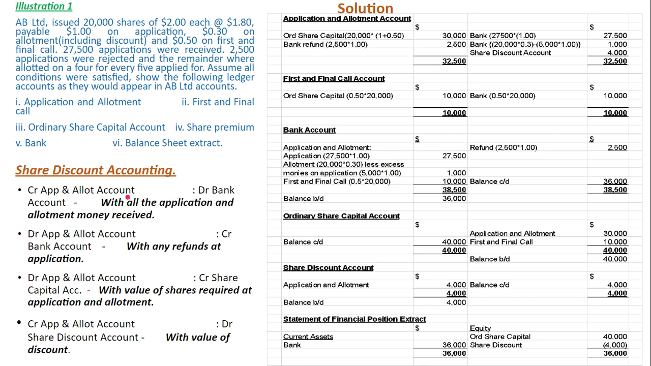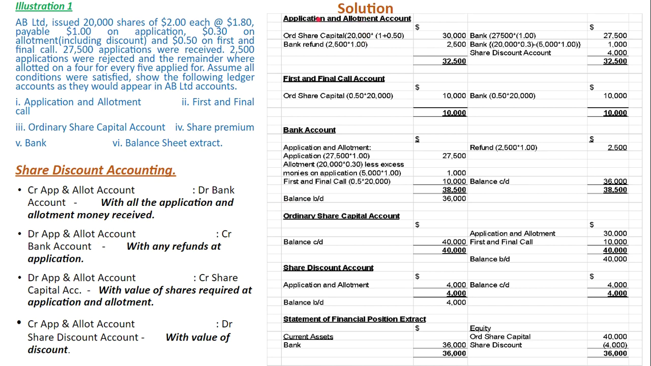Next, accounting note. We debit application and allotment account with any refunds at application, and we credit bank account. So we go to the application and allotment account.